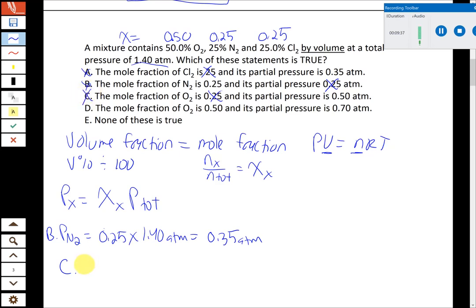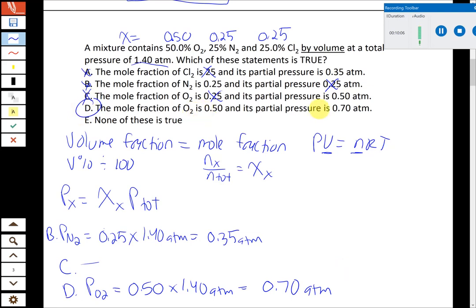And then finally for choice D, the mole fraction of O2 is 0.50. That's true. And then the partial pressure is 0.7 atmospheres. So the partial pressure of O2, if we calculate it out, would be that correct mole fraction of 0.5. Total pressure is still 1.40 atmospheres for the whole mixture, and that comes out to 0.70 atmospheres. So that one is the correct answer. The mole fraction given correctly and the partial pressure given correctly.